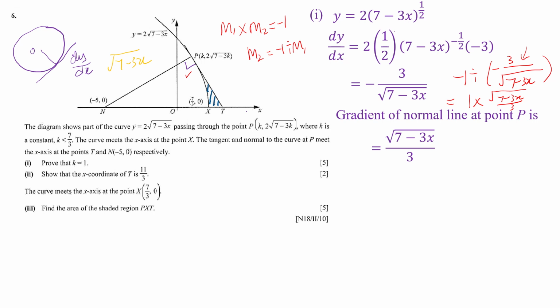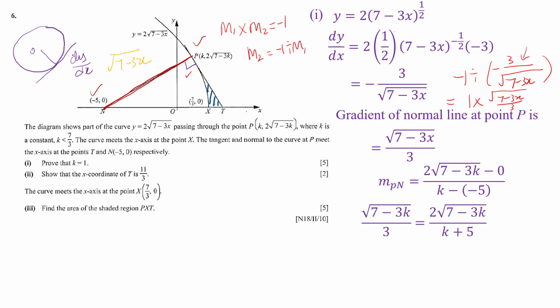And if you look at what we are given for this line NP, which is our normal line, I'm given this point and I'm given this point P. So I can use another way to find the gradient of this line PN using y2 minus y1 over x2 minus x1. And these two gradients are equal to each other. So we can basically equate them.